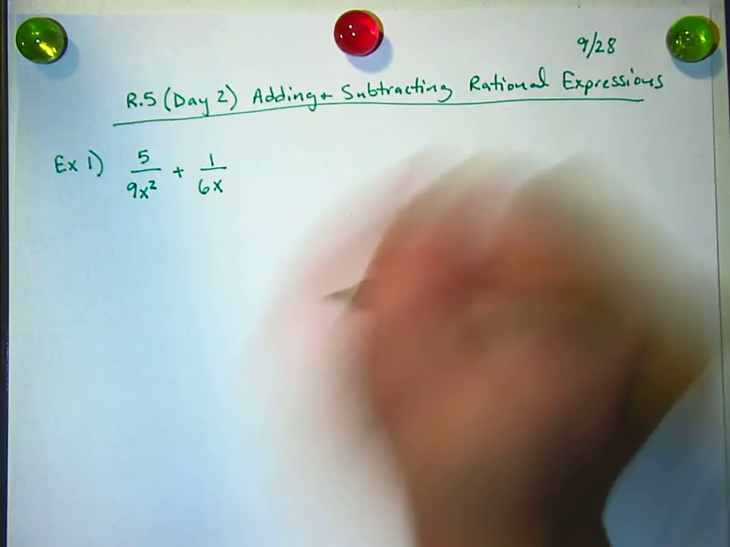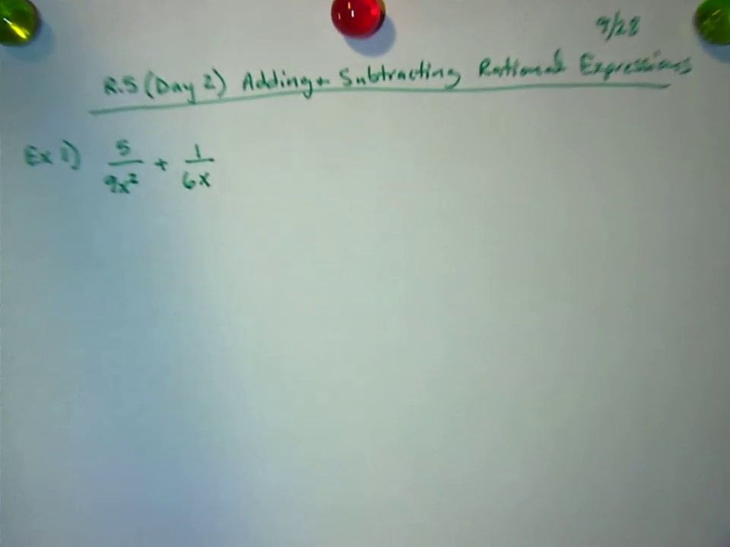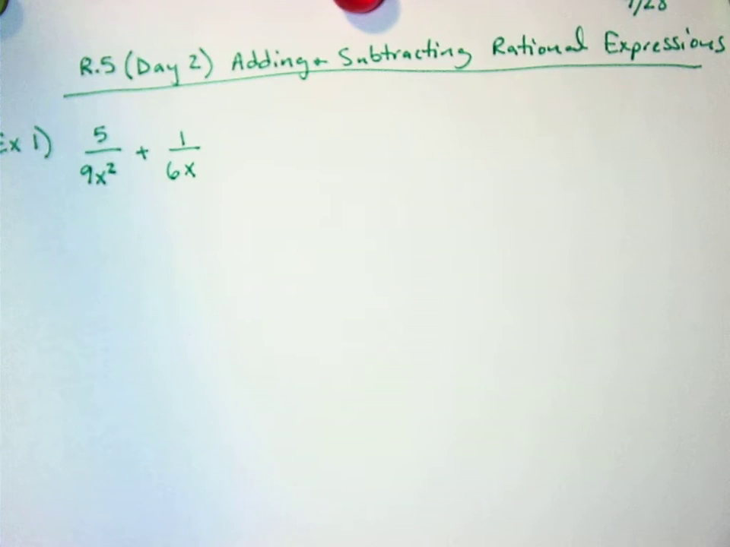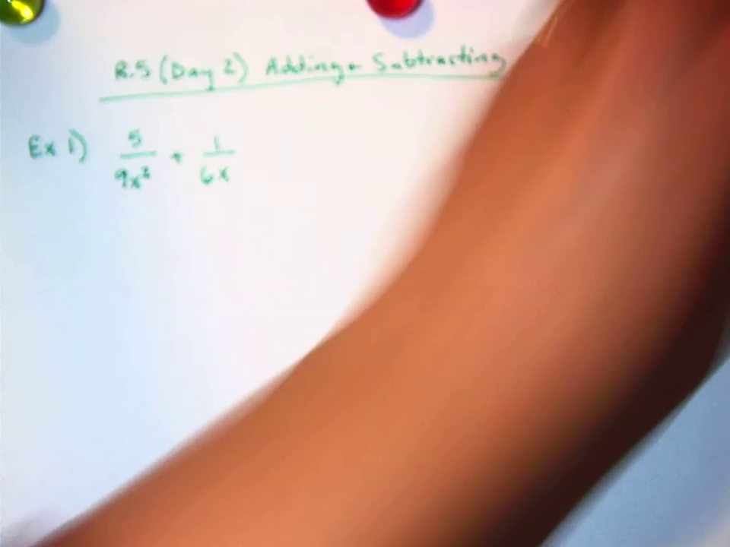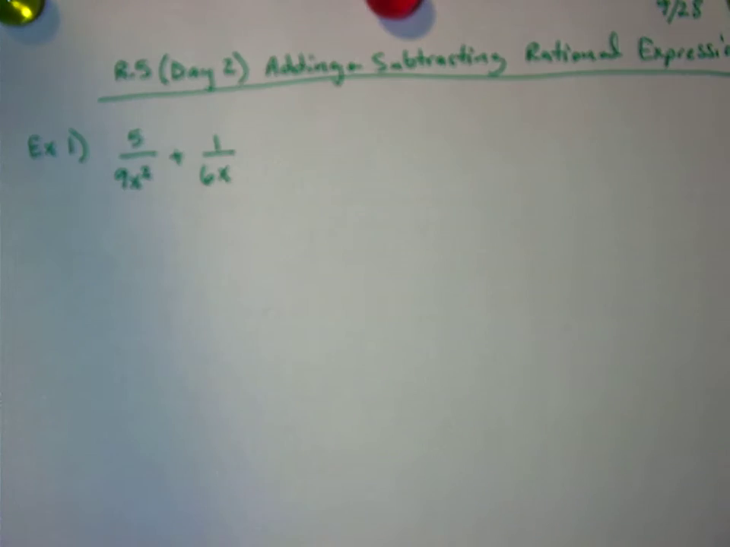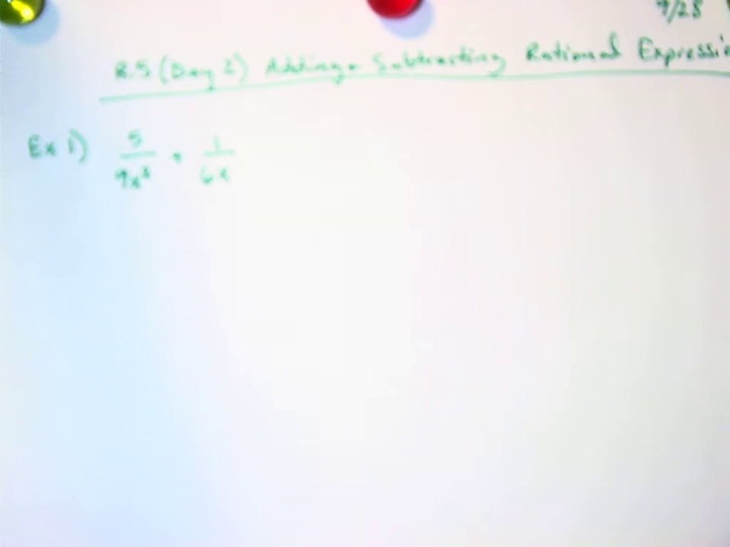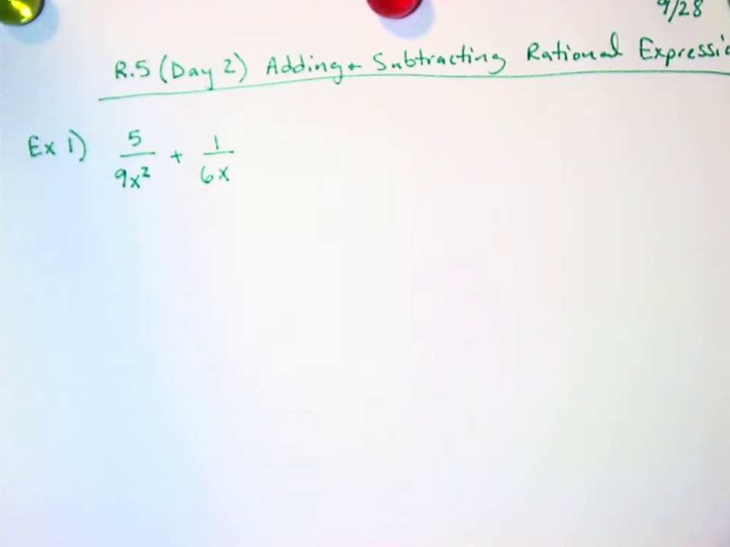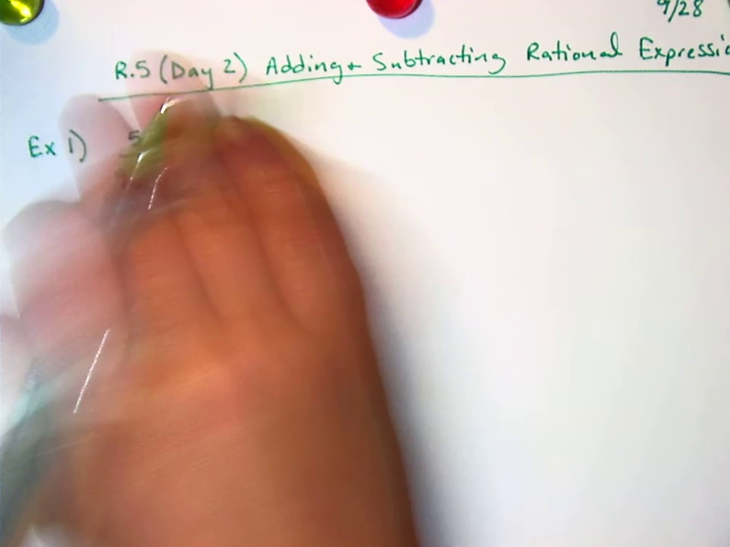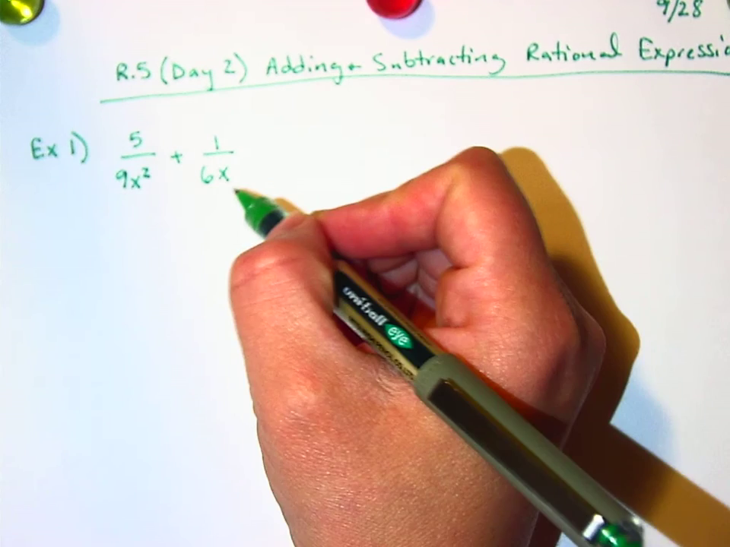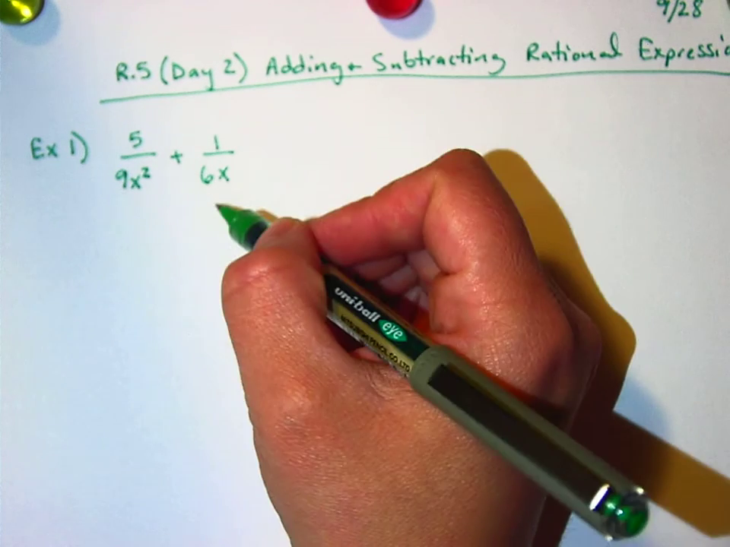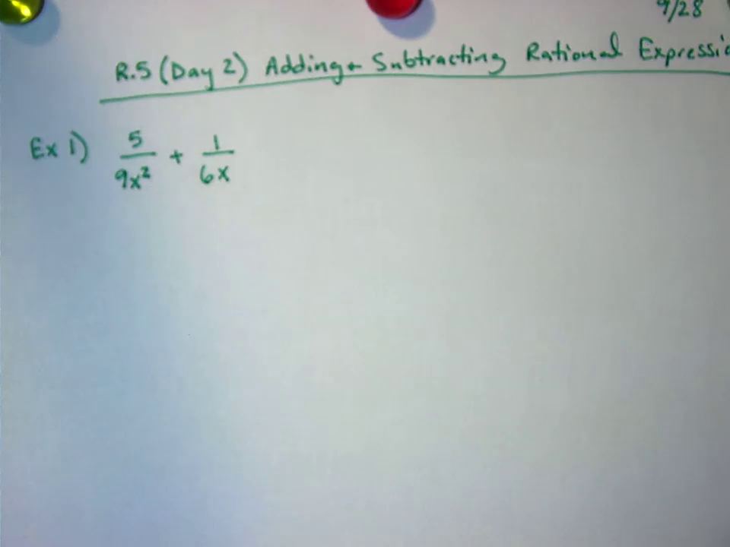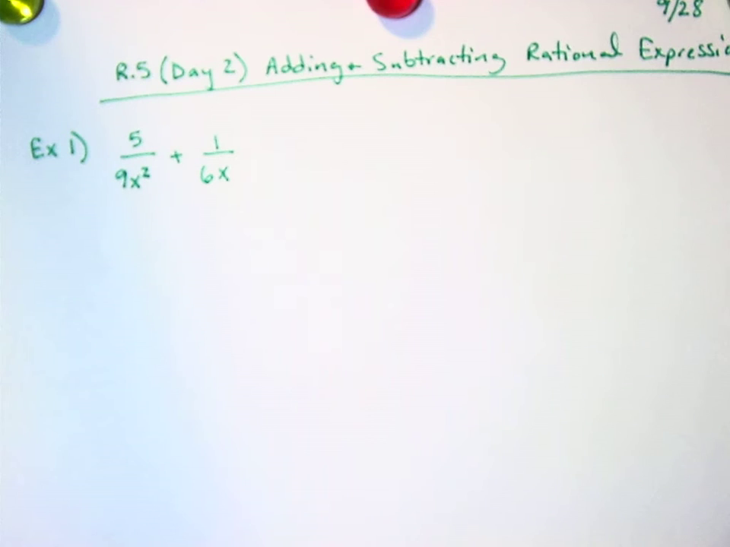Okay, so let's say that we were adding 5 over 9x squared plus 6x. Well, this is just like when you're adding fractions, just regular old fractions. So you got to find a common denominator. You do not need to find a common denominator when you're multiplying and dividing, as you found out in the previous lesson. Right now, we just need to find a common denominator for these. So the question is, what does 9x squared and 6x both go into?